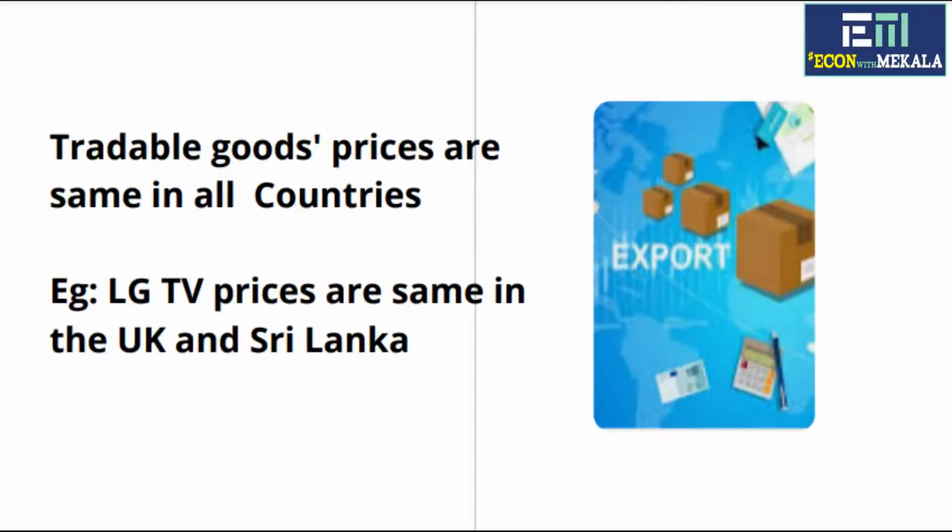Another problem we are facing using exchange rates to convert one country's GDP into another currency is about tradable goods and non-tradable services. Tradable goods are the goods which we can trade between countries, simply imports and exports. So, prices of tradable goods are always the same in all the countries. If you buy a TV in the UK, there is a price, and this price is the same as the price you have to pay when you're buying the same TV in Sri Lanka. But the story would become different when we move to non-tradable services.